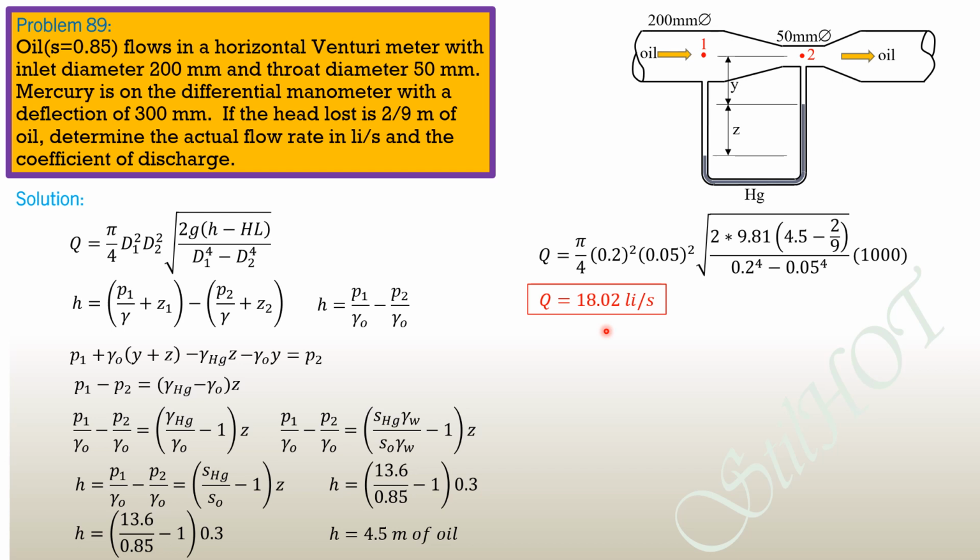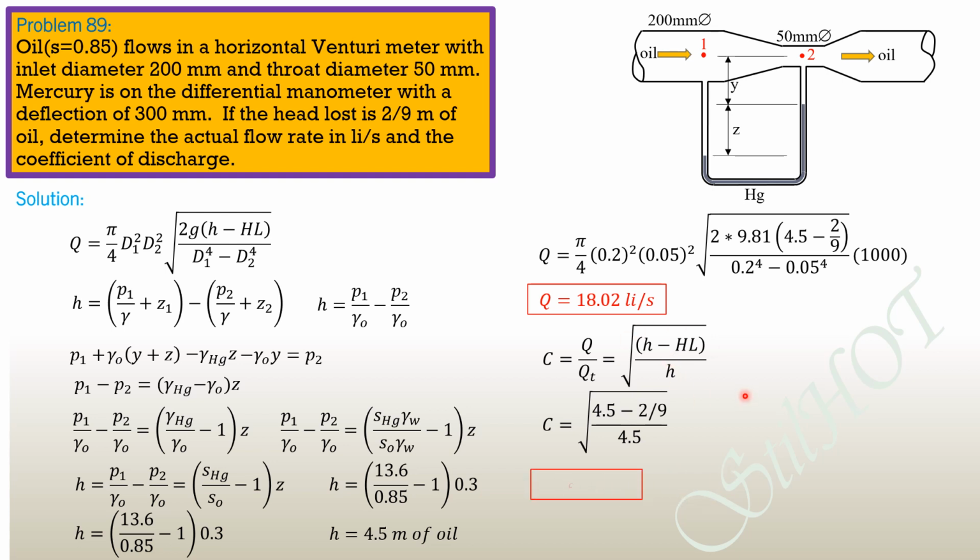Then the coefficient of discharge is the ratio of actual to theoretical discharge, and it is also the square root of h minus head loss over h. So C, which is Q over Q sub d, is also the square root of the quantity h minus head loss over h. We have already found h, 4.5, and the head loss is 2/9. So we substitute and apply this into this formula. So C is equal to 0.9750.